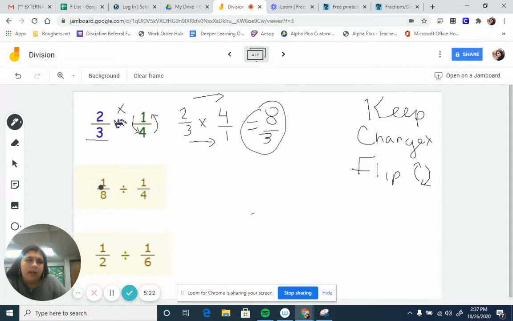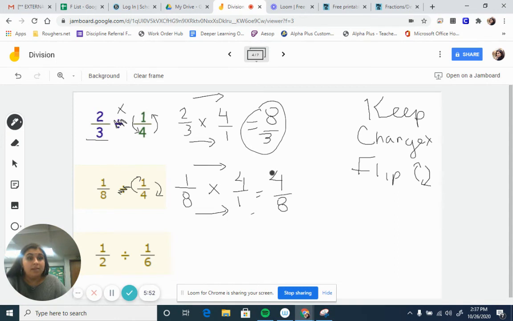Next one, I have 1/8 divided by 1/4. So I'm going to keep that 1/8 the same. I'm going to change this division to be multiplication. And then I'm going to flip the 1/4 over, and that's going to give me 4/1. Now I'm just going to multiply across. Just like I said before, that's going to give me 1 times 4, or 4. And then 1 times 8, which gives me 8.